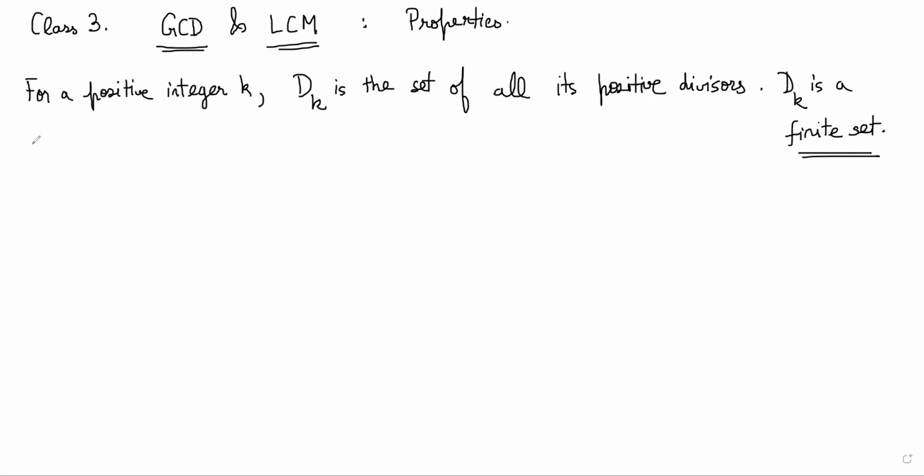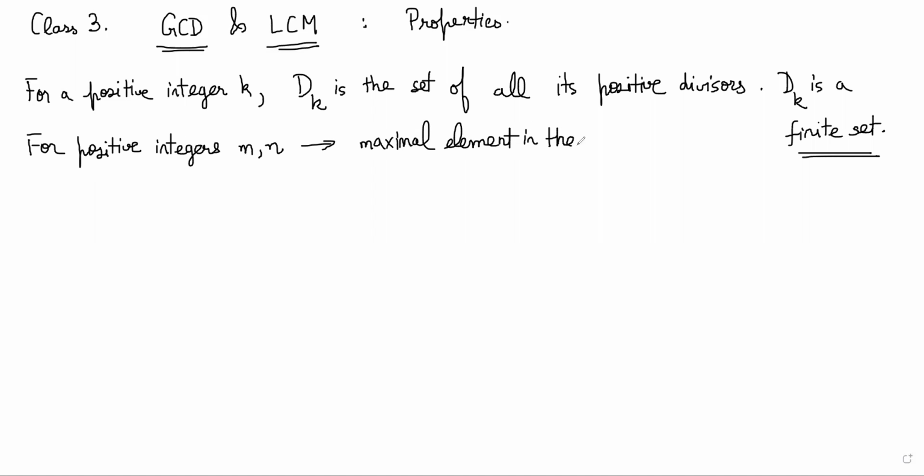So for positive integers m and n, we can call the maximal element in the set D_m intersection D_n the GCD of m and n.